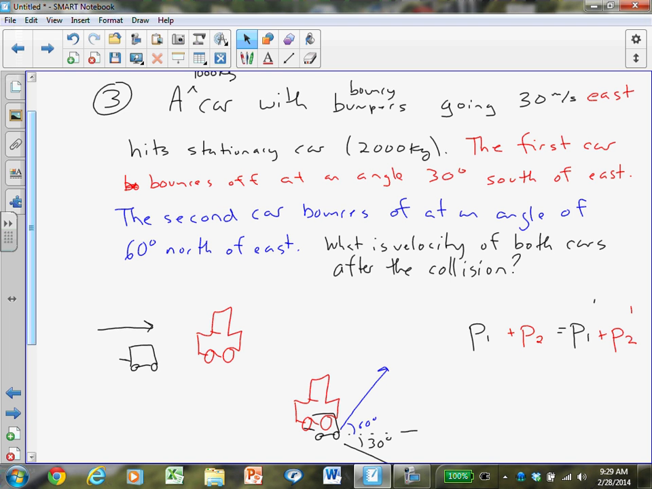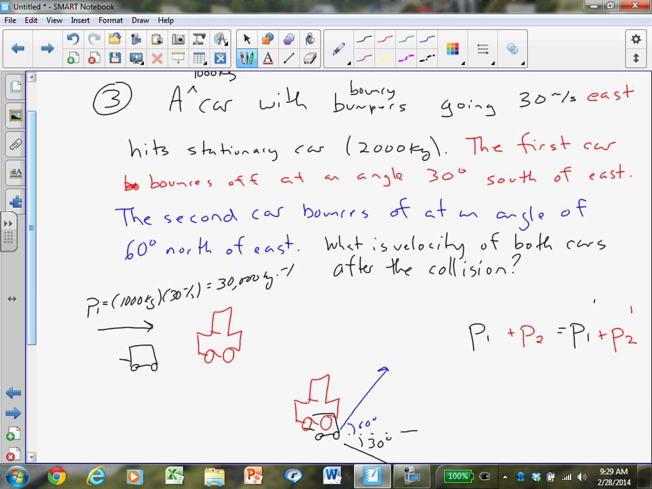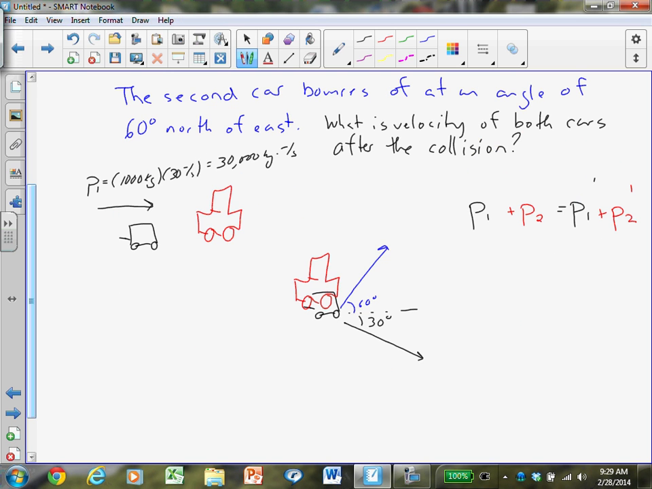It's all in this, and P1 will be 1,000 kilograms times 30 meters per second, or 30,000 kilograms times meters per second, right? What is P2 originally? 0, because it's not moving. So the first side of this equation becomes 30,000 kilograms times meters per second to the east. Looks like that. That's our initial P.